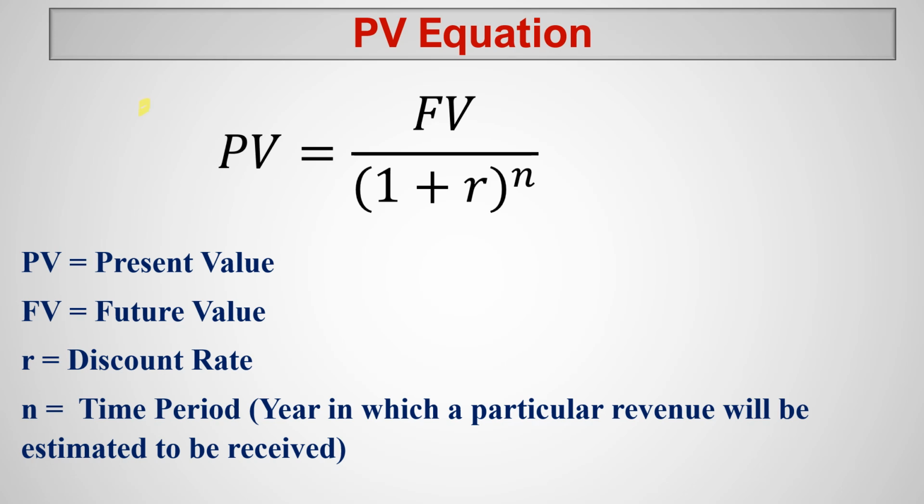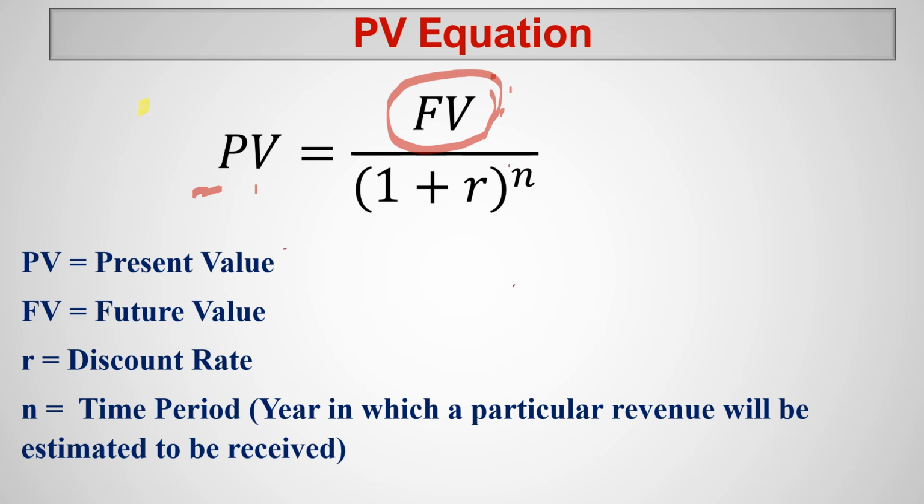Sorry, I'm changing the pen here. Okay, this is our present value, and this is the future value, and 1 plus r to the power n. R means the discount rate. Discount rate means the value by which the money depreciates every year. That is the discount rate. So R is the discount rate.